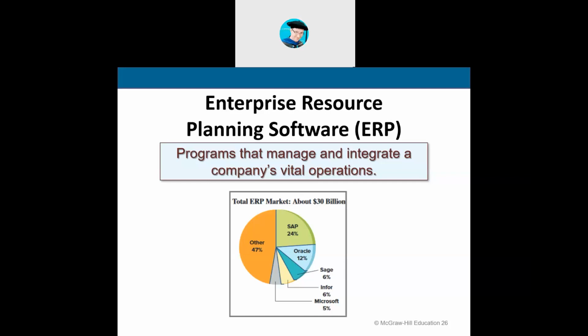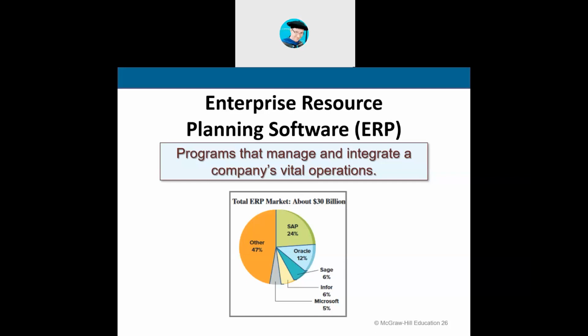Examples of that would be Sage 50, Oracle, SAP, M3, Microsoft, QuickBooks, you name it, right? There's so many different ones out there. And these ERPs help the business to manage all of their assets, all of their resources, all of their employees, all of their everything, right?